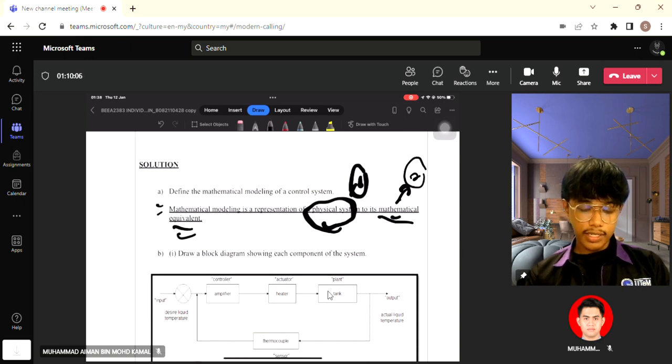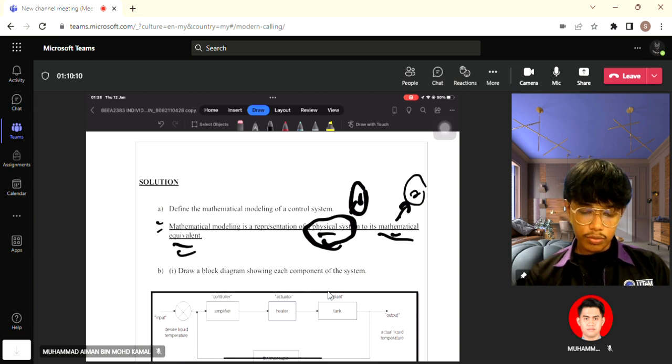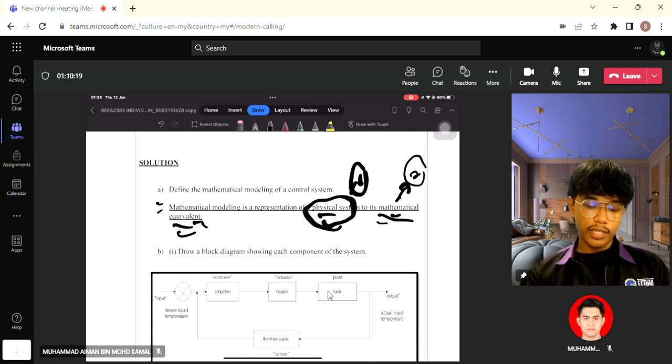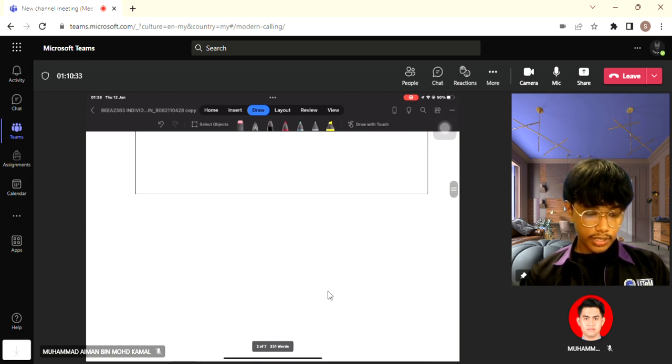If we understand the concept, we just need to understand these 2 keywords to answer the question. So if the question asks what is mathematical modeling, just answer: representation of a physical system to its mathematical equivalent. The 2 keywords here are physical system and mathematical equivalent. So right here we get 2 marks. Now we go through the second question.